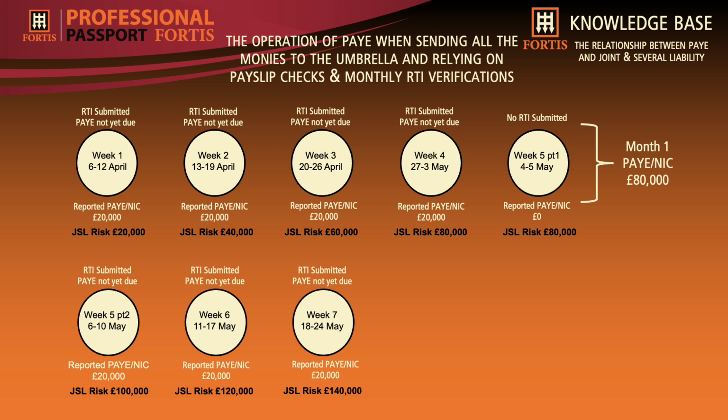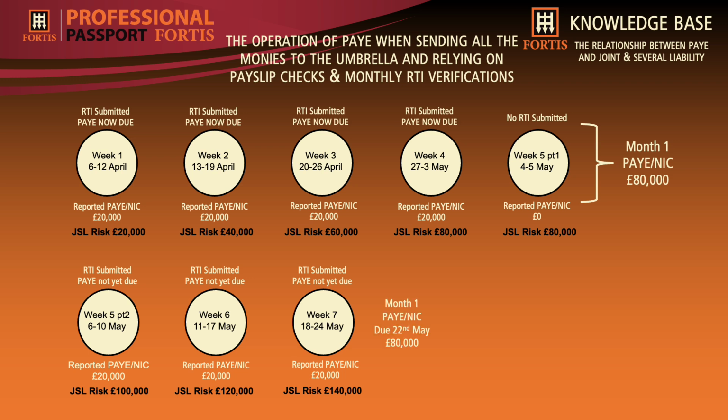In this slide, we roll the payments through until week 7, which is between the 18th and 24th of May. You can see that your potential joint and several liability risk has moved up to £140,000 as you've effectively run 7 payrolls, each carrying £20,000 of liability.